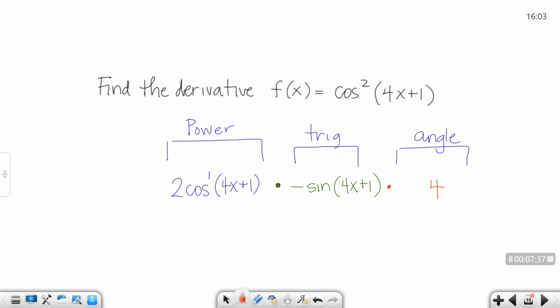We need to put that together and simplify it. Be extremely careful with a negative sign. That does not mean minus sign as in subtraction. That's a negative 1 times the sine. So when you're cleaning it up, if you take all your coefficients to the front, you have a 2 and a negative 1 and a 4. So that's negative 8 cosine of 4x plus 1 sine of 4x plus 1. And that's how it would look.